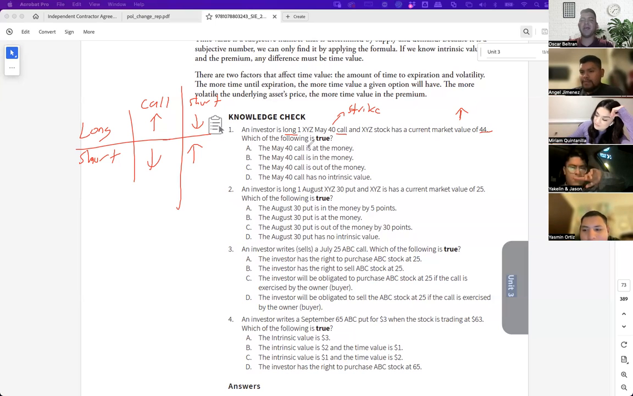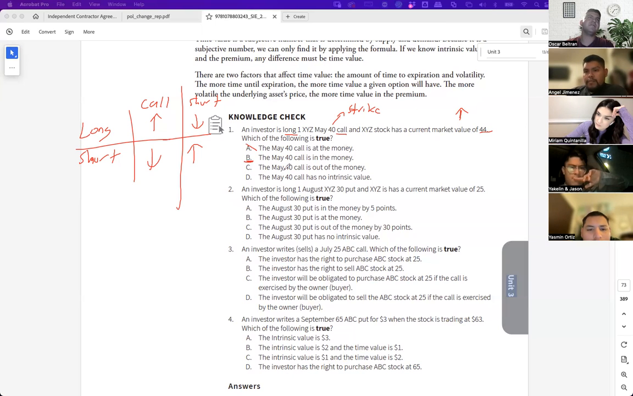So now we're looking for that word right there. Right off the bat, we look at A, it says the May 40 is at the money. That is wrong. If it was at the money, then the current market price would be 40. That's wrong. Okay, and then B, the May 40 call is in the money. This one is true.